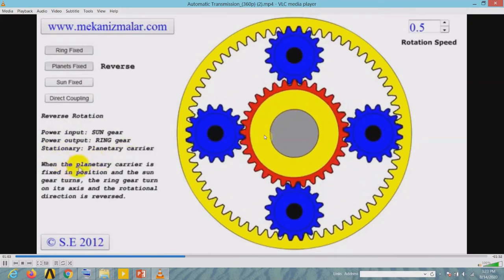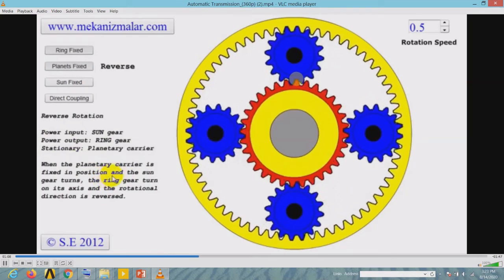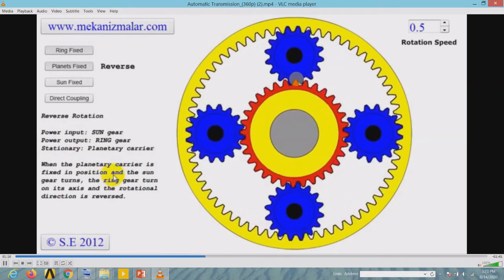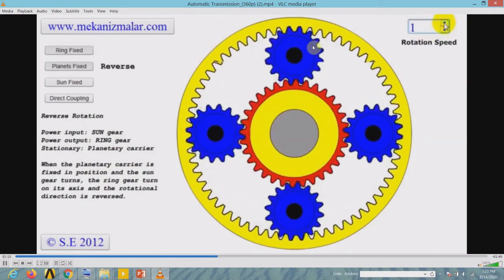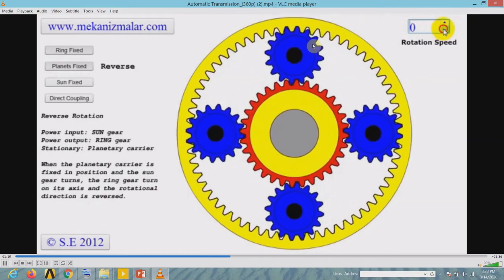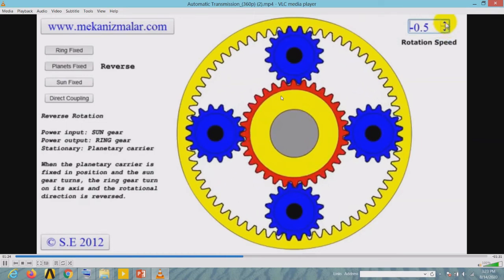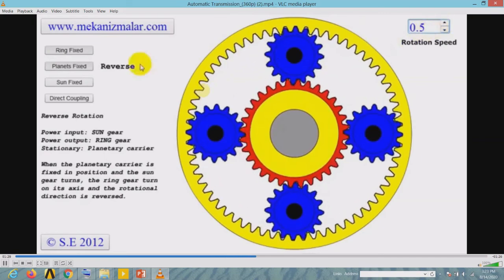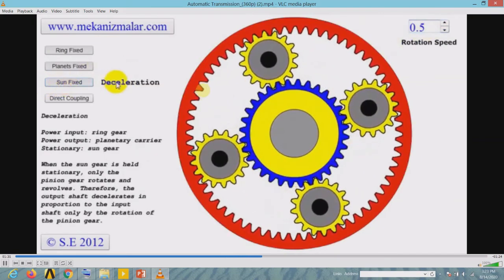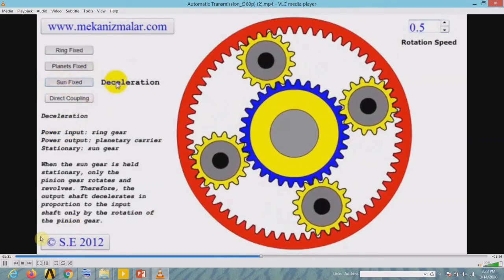So here the sun gear is rotating in counterclockwise sense, which is our input gear. Sun gear will rotate the planet carriers in clockwise sense, opposite to its direction of rotation. And the planet gears will rotate the ring gear in the same direction, that is clockwise sense, because of internal meshing. So we can see input gear, sun gear rotates in counterclockwise direction, and the ring gear rotates in clockwise sense. So direction of rotation of input and output gears are reversed.